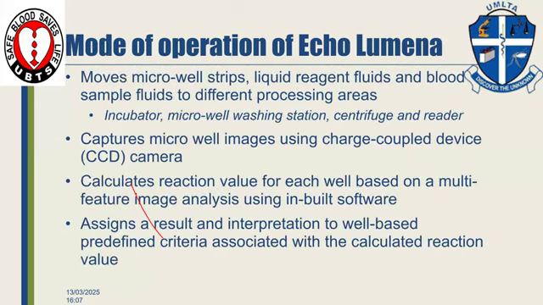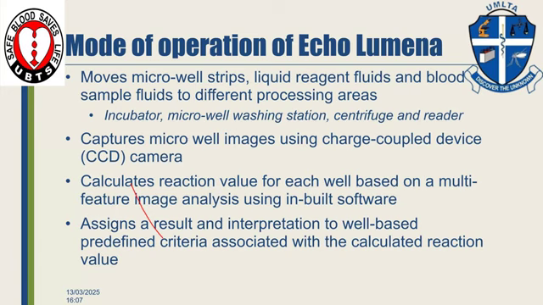How does it work? It is able to move the micro well strips, the liquid reagent fluids, and blood sample fluids to different processing areas. Now, when you are using the manual methods, at one stage you have to incubate, you have to wash the cells, you have to centrifuge, and then you go to the microscope if you use the tube method. But all these things are moved in this machine because it is a well set up system that everything is run in that machine phase by phase until you get your results.